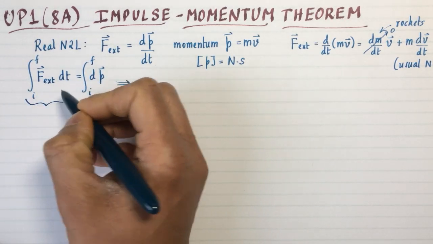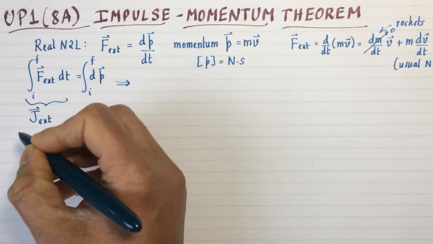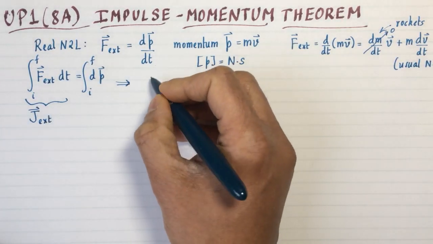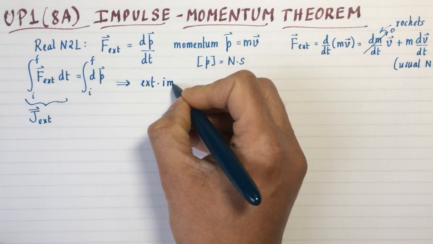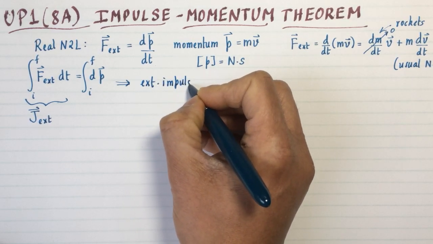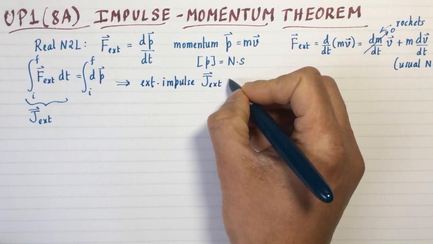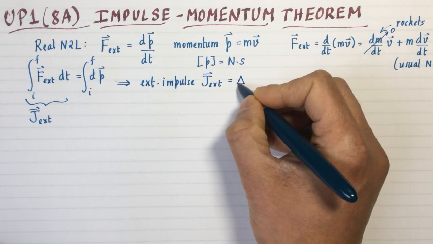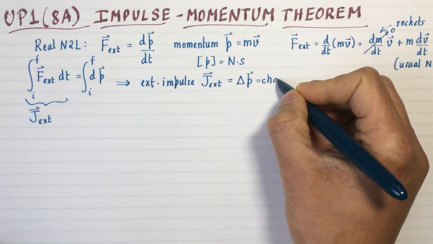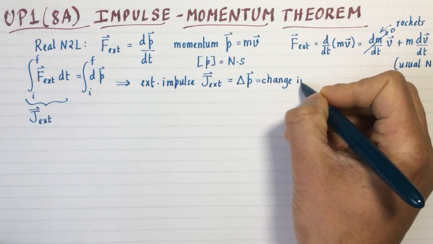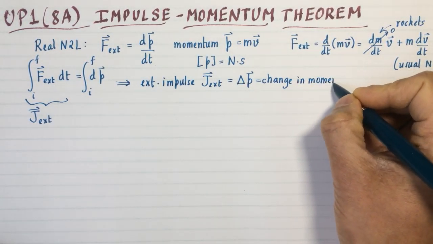This integral is called the impulse integral J_x. So F_x integrated over time is just the impulse. So I'm going to get the external impulse, or the sum of the external impulses in a more general case, which is J_x, is going to be the change in the momentum, delta p. And that statement, that the external impulse is the change in the momentum, is known as the impulse-momentum theorem.